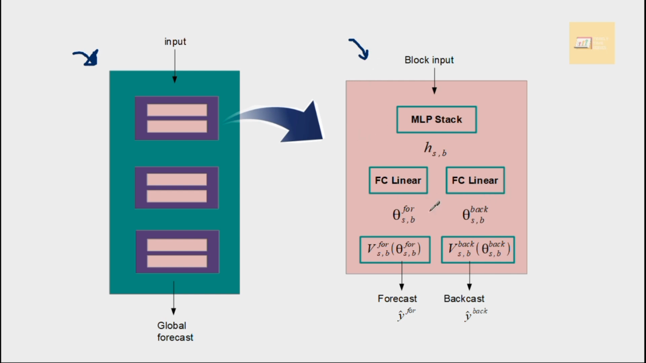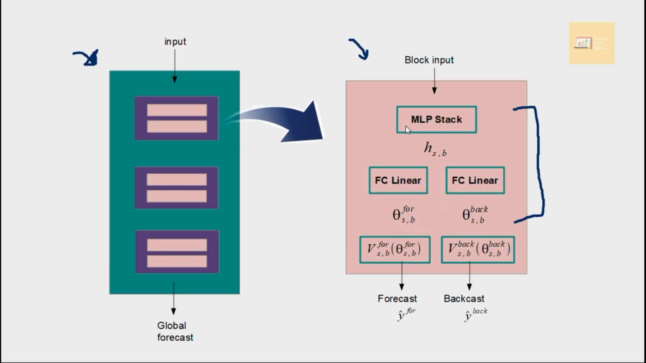What's inside the block of the NBEATS and NBEATSx models is exactly the same. But for NHITS, there are some modifications. So the similarity that we can find in all three models is this part. From the MLP stack, the output goes to FC linear, so fully connected layers with linear activation function, and the output of those layers would be the coefficients for forecast and backcast.